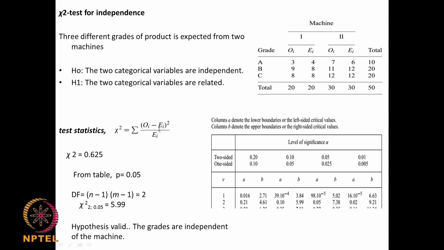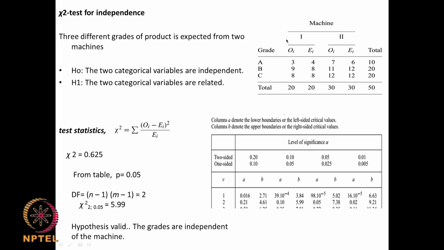Again here the test statistic will be observed minus expected, squared, divided by expected. So, what will be the null hypothesis here? The two categorical variables are independent of each other, and the alternate hypothesis will be that the two categorical variables are related to each other. So, the test statistic will be observed minus expected.